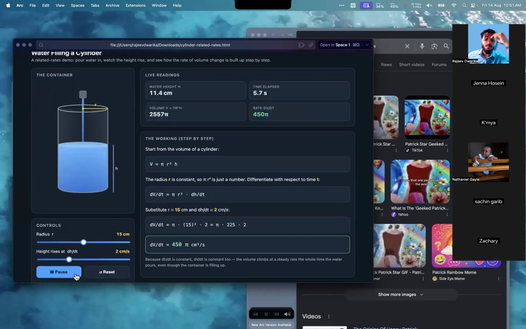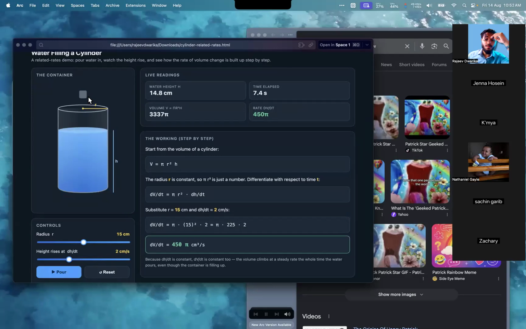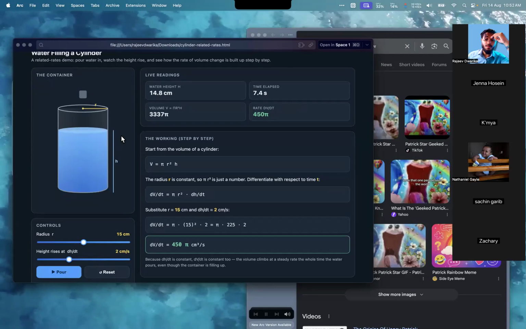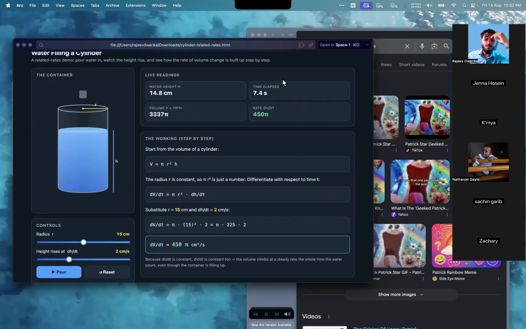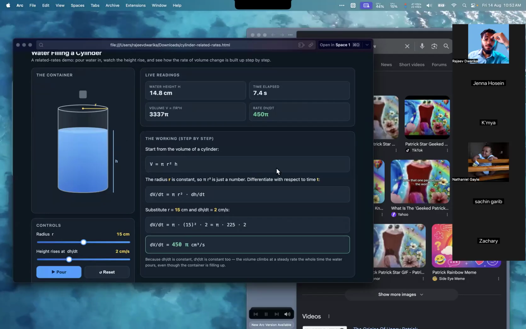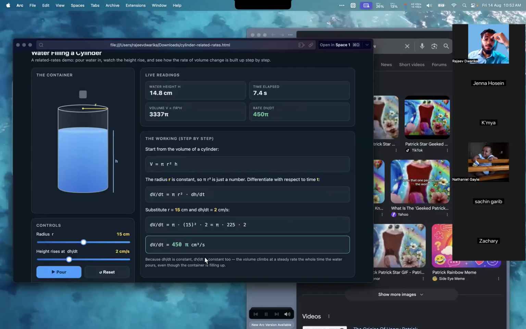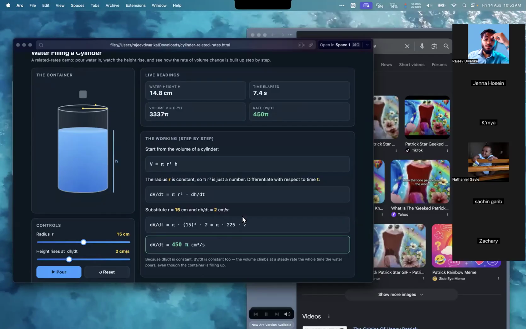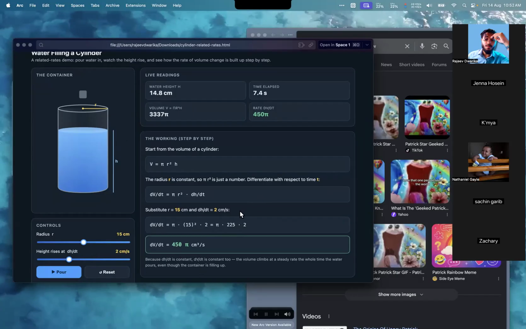So you're seeing, right? As time passes by, the height is increasing, the radius is remaining the same, and you have all of the rates over here. And the answer is 455 centimeter cube per second. So Kamaya, for every second that passes, my volume increases by how much?